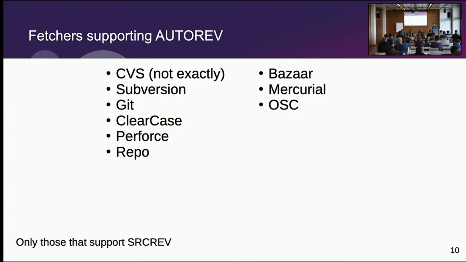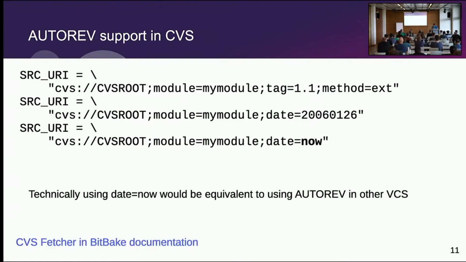Technically, AUTOREV is not supported, but for the CVS fetcher you can use a special value called now for the date argument. It technically forces the fetcher to just check the version control every time. But it's not AUTOREV, because CVS is a bit older version control system, and there is no such notion as a revision. It's file-based.